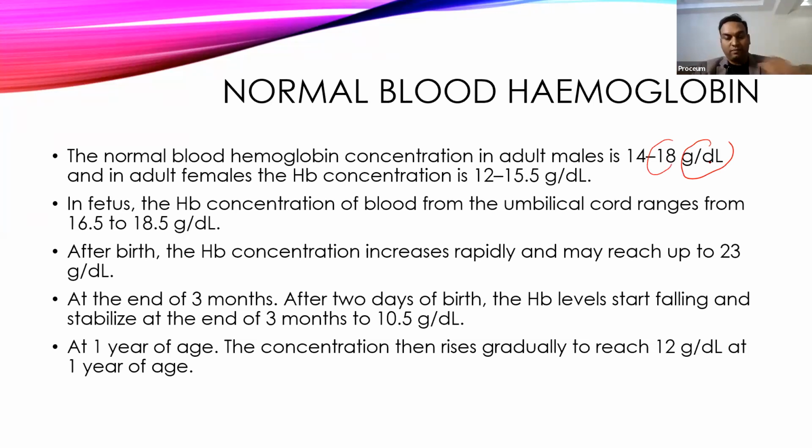Then immediately after birth, if you see, it goes up as high as 23, because while delivering, the baby is exposed to a lot of hypoxia, and that stimulates more and more RBC synthesis. But immediately after birth, the hemoglobin starts falling because of rapid destruction of the RBC, and it becomes lower after 10 to 12 days, and then it slowly stabilizes and comes to somewhere around 10 to 11 gram percent by the end of the third month, and it slowly increases and comes to the adult level by the end of the year.